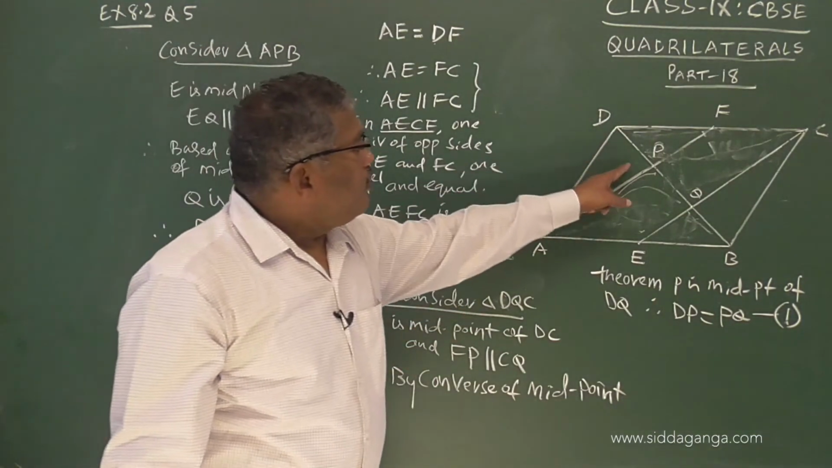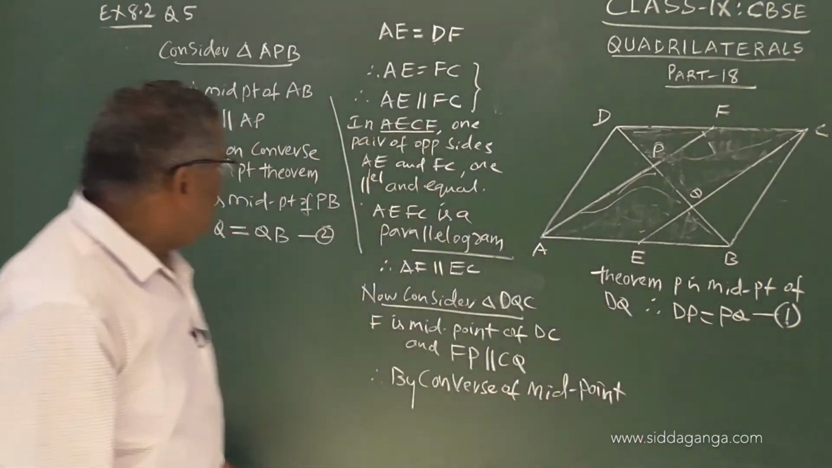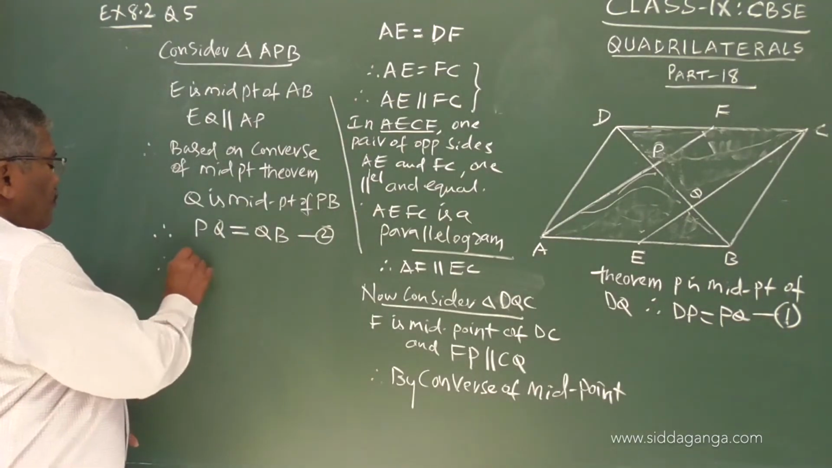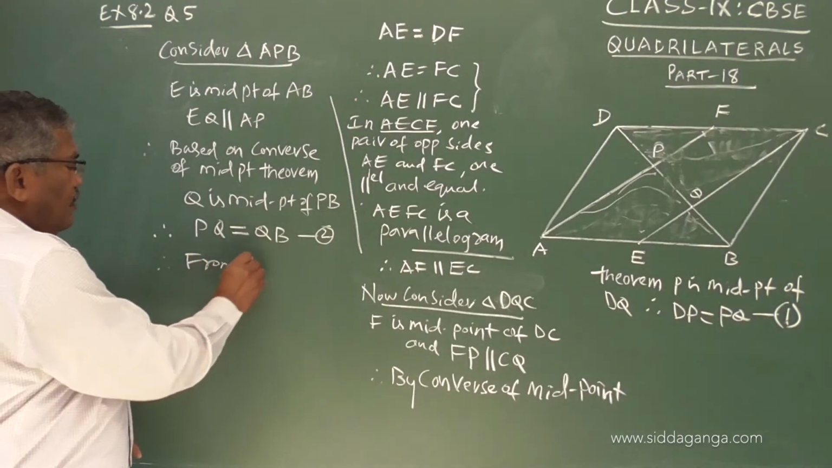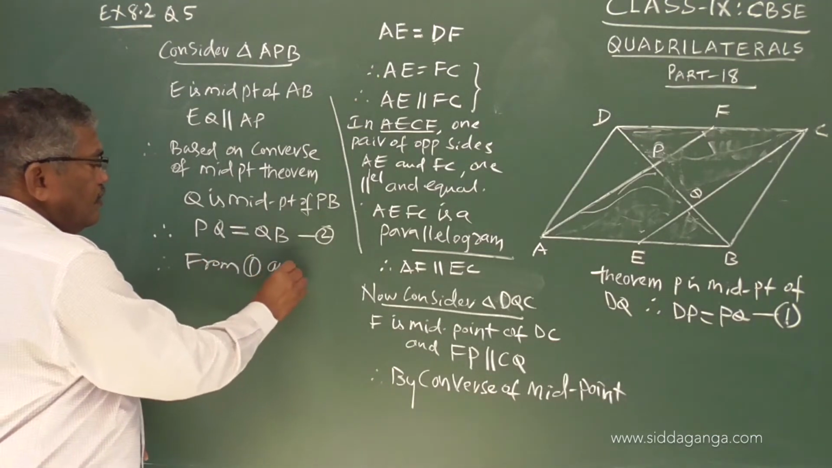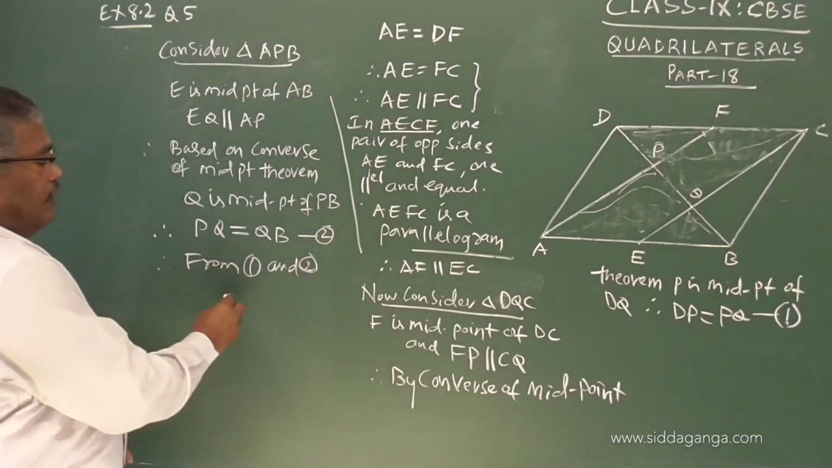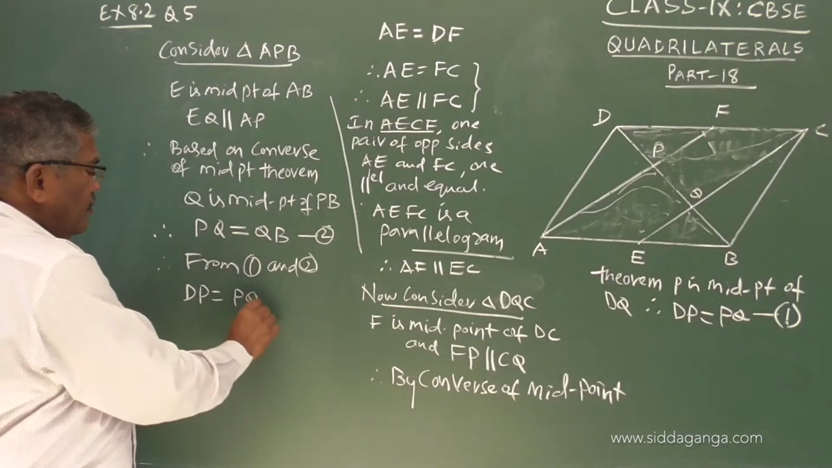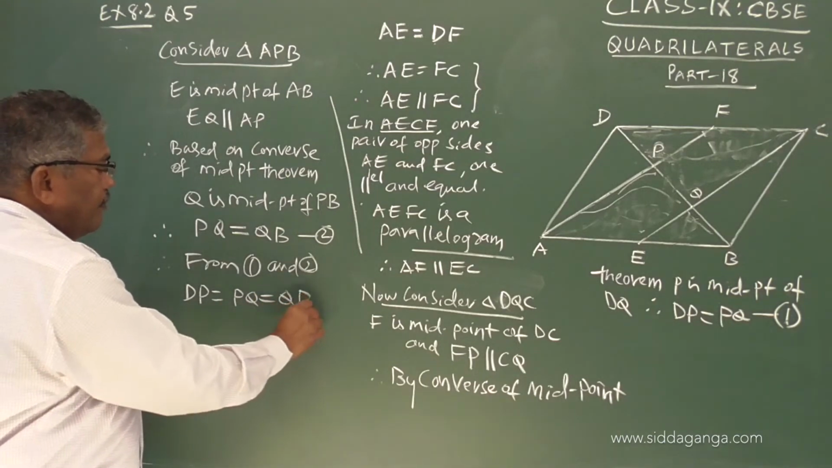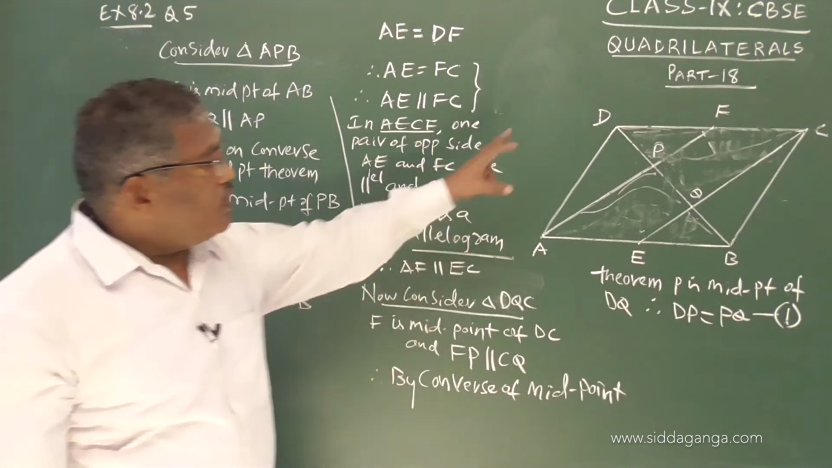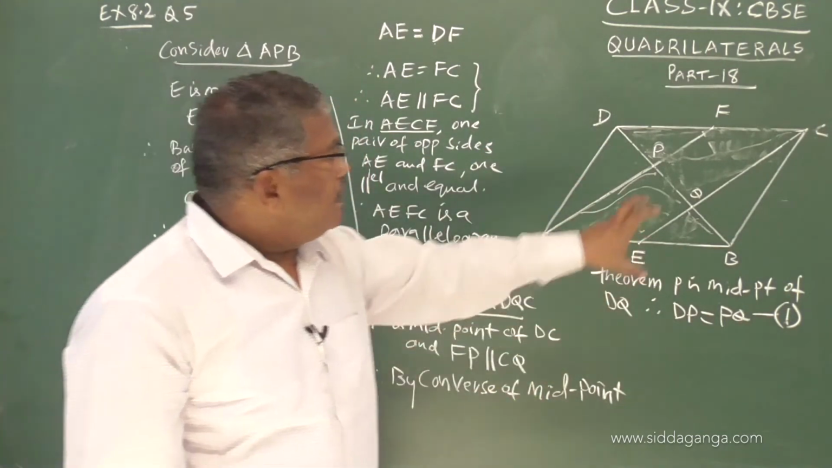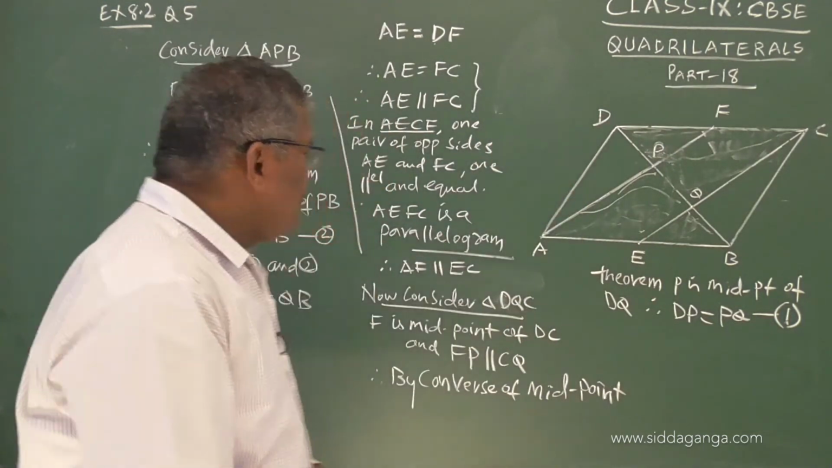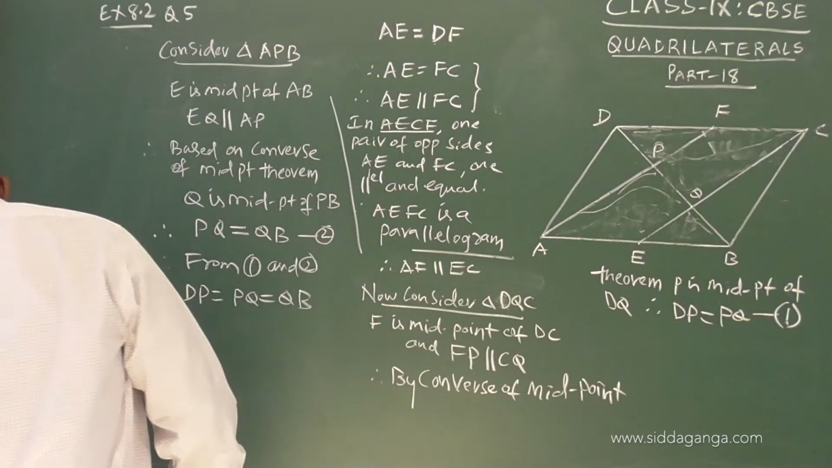See, DP equals PQ in 1 and PQ equals QB in 2. So, therefore from 1 and 2, we have DP equals PQ equals QB. So, when these three are equal, we can say the lines AF and EC trisect DB. So therefore, we can write the conclusion.